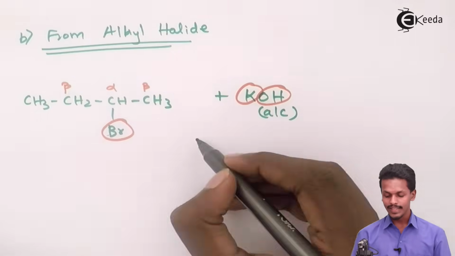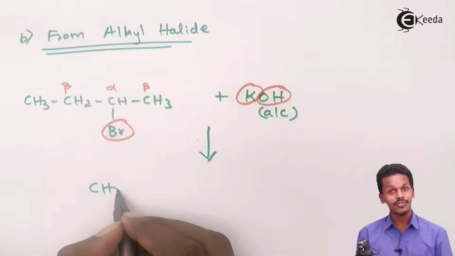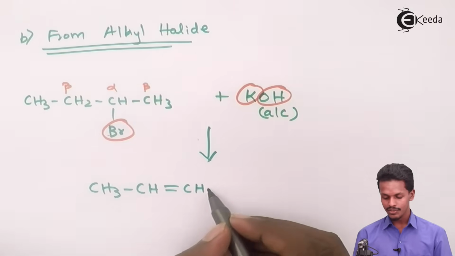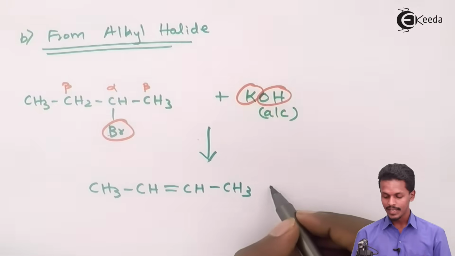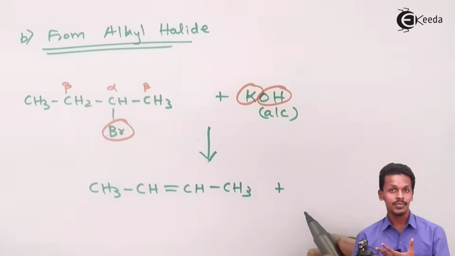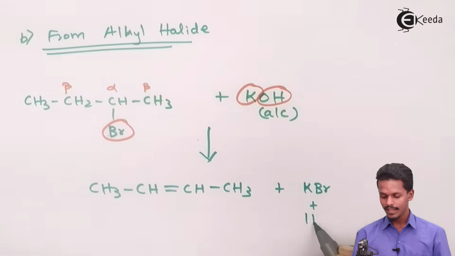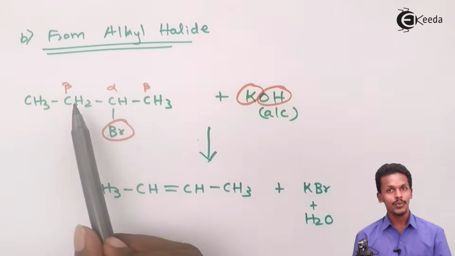So if the reaction takes place in this manner, we could get CH3, CH double bond, CH3 as the major product, according to Saytzeff's rule also. And the only things left out as byproducts would be KBr and H2O. The name of this starting material would be 2-bromobutane.